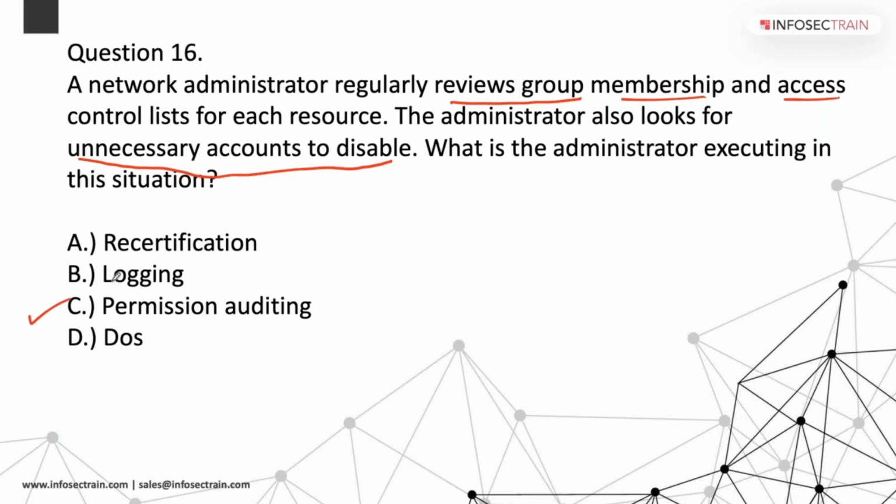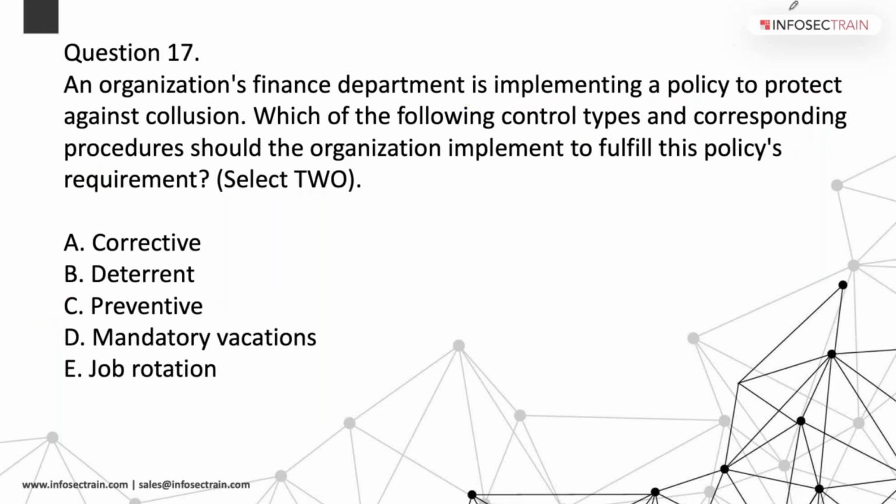So any unnecessary user or account, you just want to disable it. So you are doing what? Permission auditing over here. That's a good one. Now, let's go towards our next question: any organization's finance department that is implementing a policy to protect against collusion. Okay, which of the following control types or corresponding procedures should the organization implement to fulfill this policy's requirement?